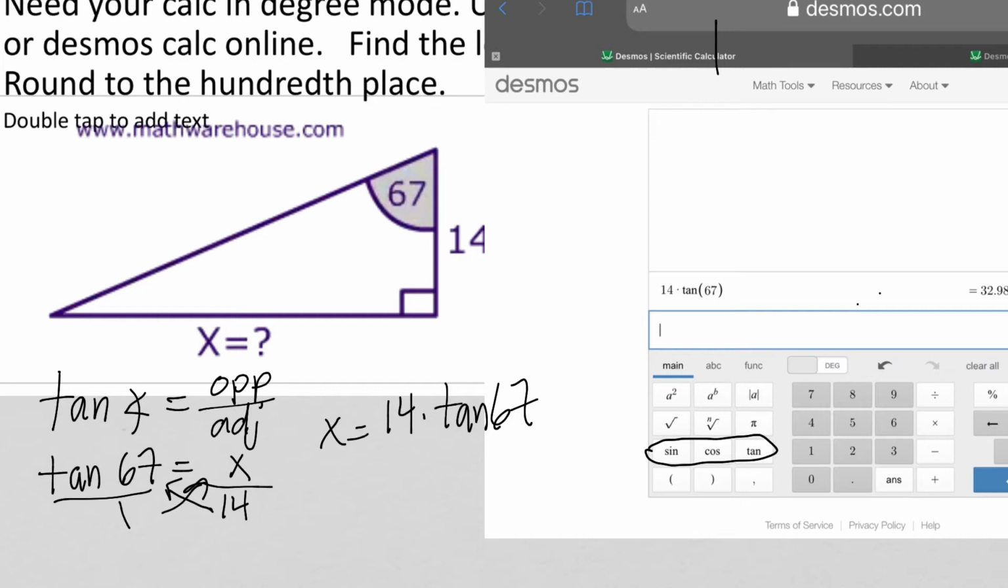Enter. There is the answer there. Oops, it got cut off. What is this answer? 32.98.